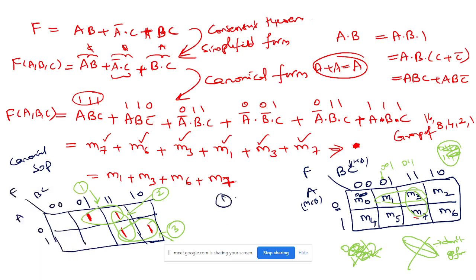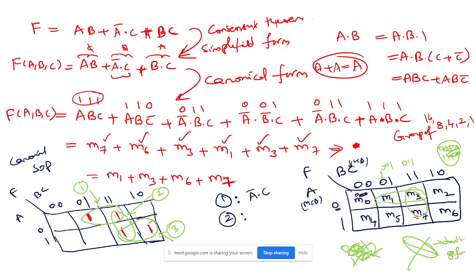So what is the first pair corresponding to? In this pair, A is not changing, C is not changing, B is changing. So leave B. Whatever is changing, you leave it. What is not changing? A is not changing, C is not changing. Value of A is 0, that means A complement dot C.